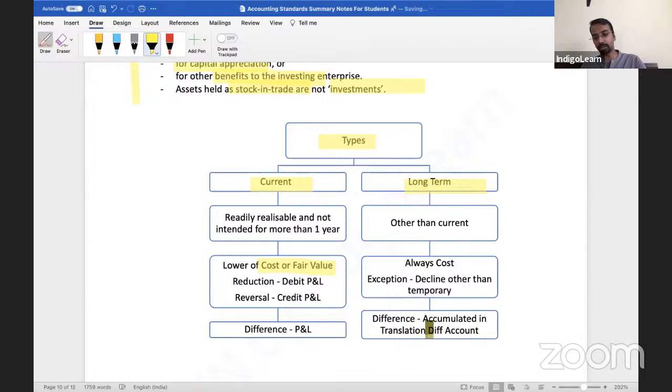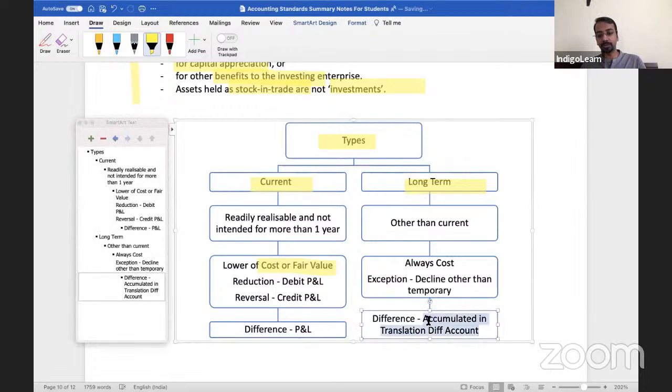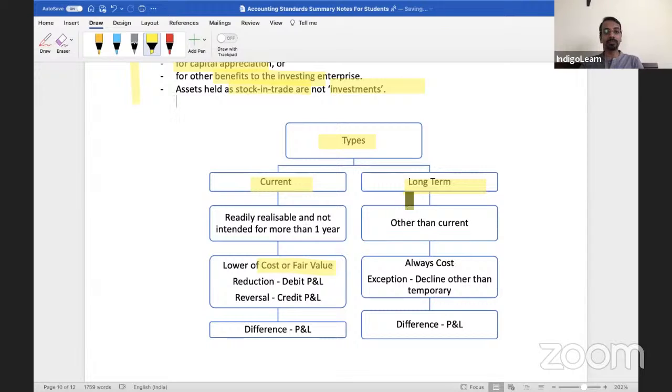I think I wrote a mistake. Maybe I was copying this out earlier, so an error there. Sorry. Yeah. Then long term, which is other than current, is always carried at cost.